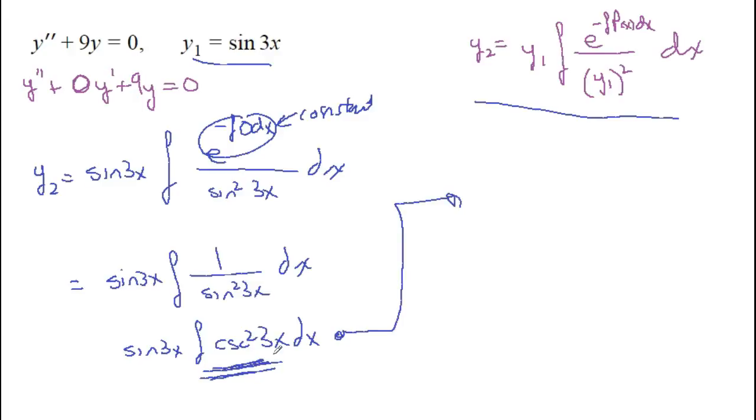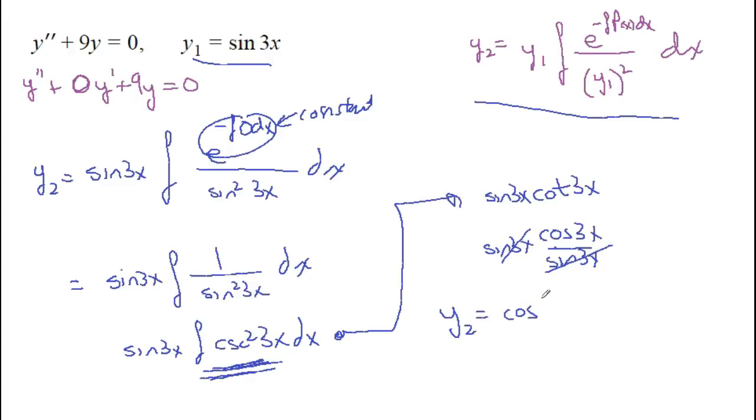So after integrating this, all I really care about is the fact that this is negative, but I don't care about the negative, and I don't care about the 1/3, so it's cotangent of 3x, and the sine of 3x is still chilling out there, so it's still here. Cotangent, we know, is cosine of 3x over the sine of 3x. This sine of 3x is still here. These guys cancel. So my second solution would be of the form some constant times cosine of 3x. That's it.